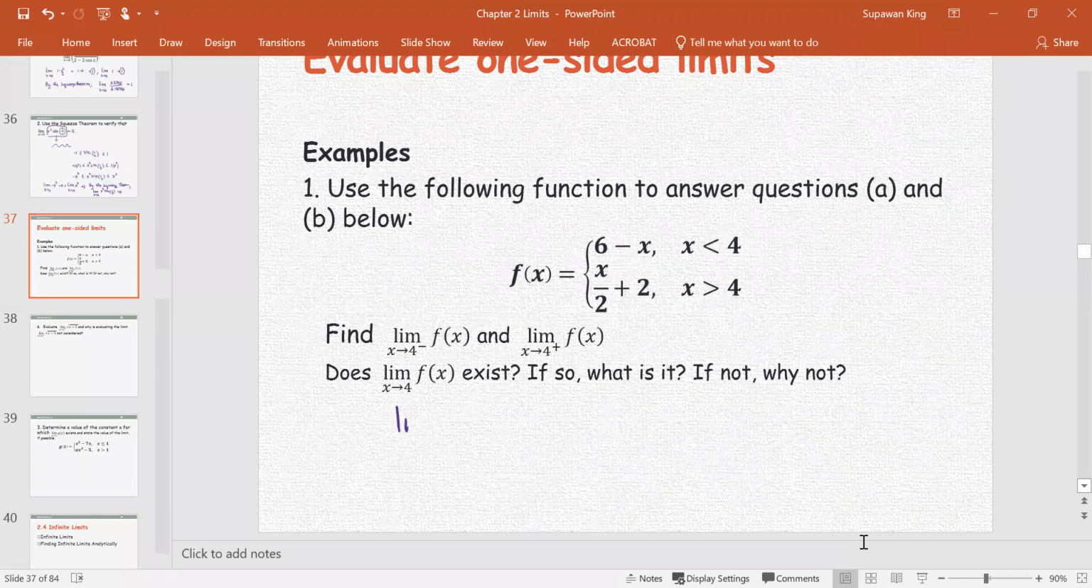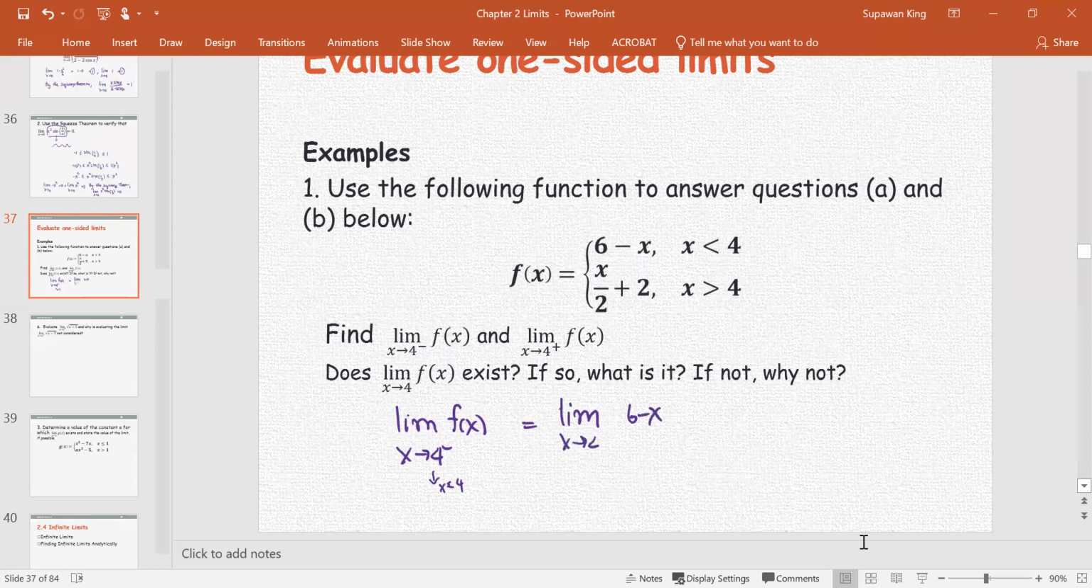The limit of f(x) as x approaches 4 from the negative side is the limit of the function defined for x less than 4, or the limit of 6 minus x as x approaches 4 negative. And this is a polynomial function. We can use direct substitution, and we get 6 minus 4 or 2.